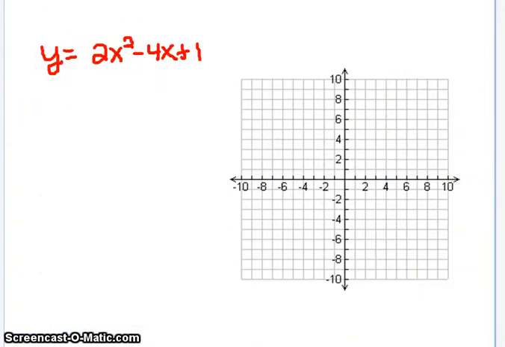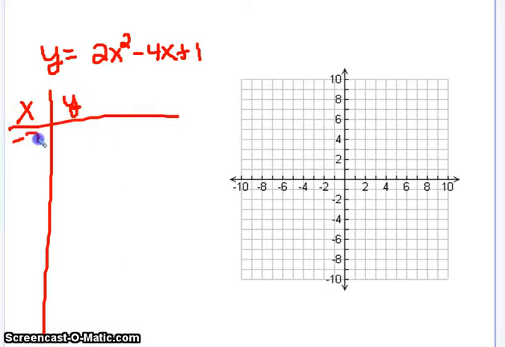And here's our last one. We're going to do this one together. If we have y equals 2x squared, and that's a squared, if you can't tell. I'm going to make that a little smaller to try to clean it up. y equals 2x squared minus 4x plus 1. We are going to set ourselves up in a table again.